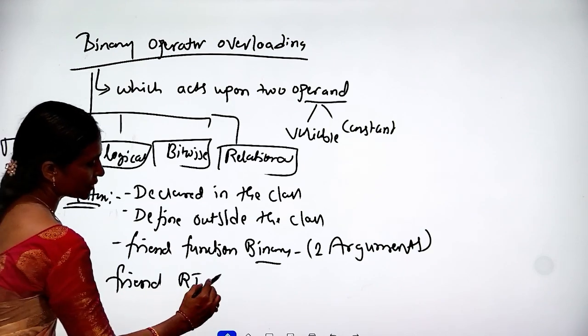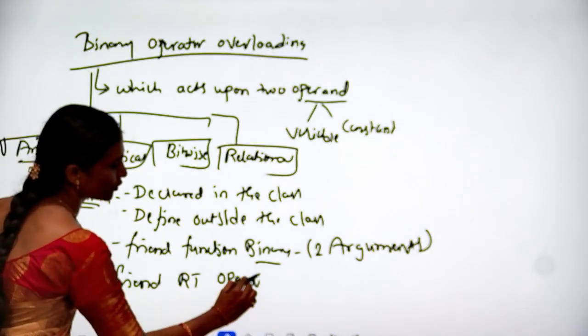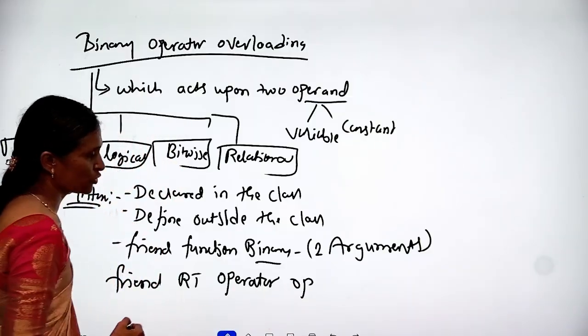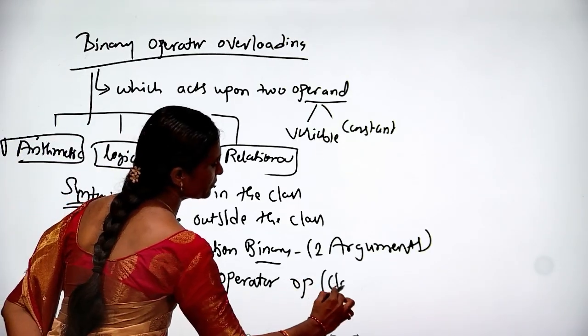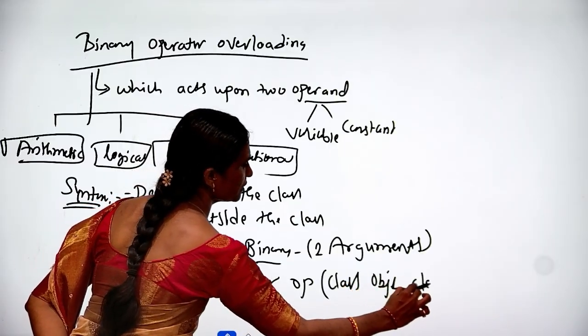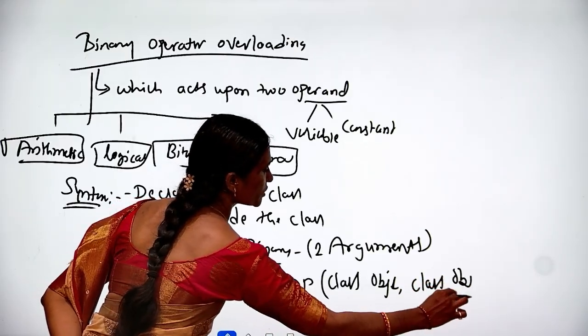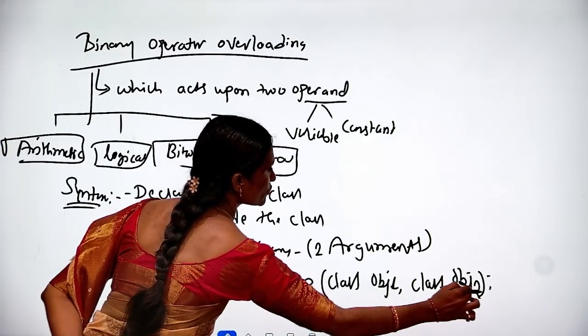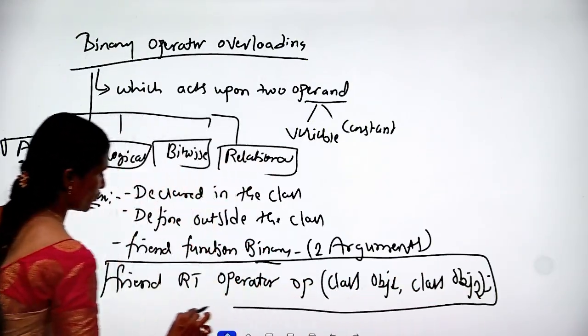So the syntax is: friend is a keyword, then the return type, then the operator keyword to overload the operators, then the op, which operator you are going to overload, then class name object one, then class name object two. So this is the syntax for overloading the binary operator.